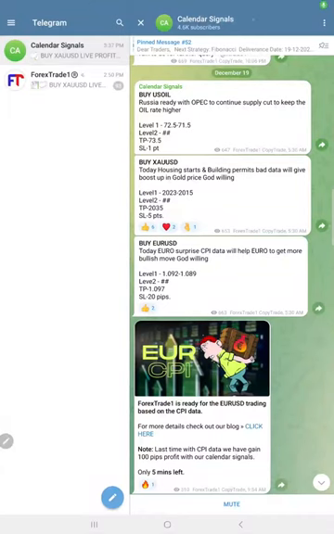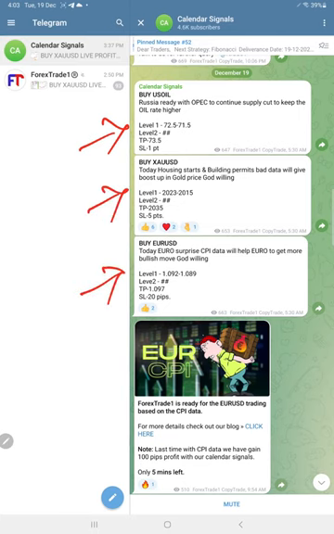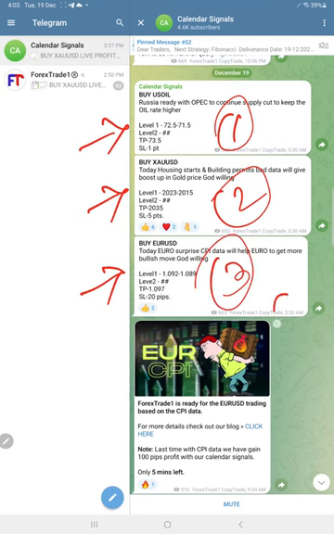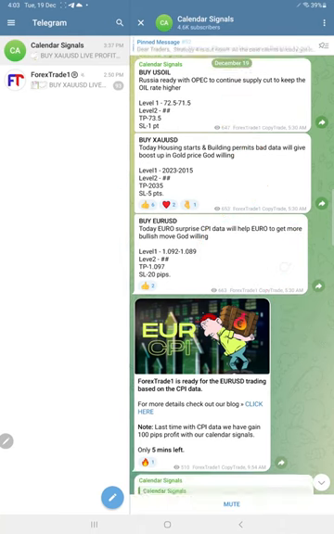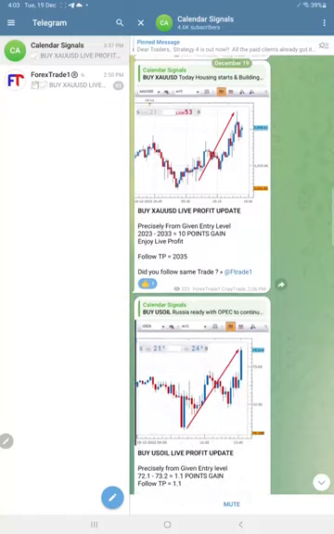Hi, here is the performance for today's calendar signals. Today we give buy oil, buy gold and buy euro USD. These three signals we give. Signal posted time is 5:30 a.m. GMT. And all our three signals performed very well today.